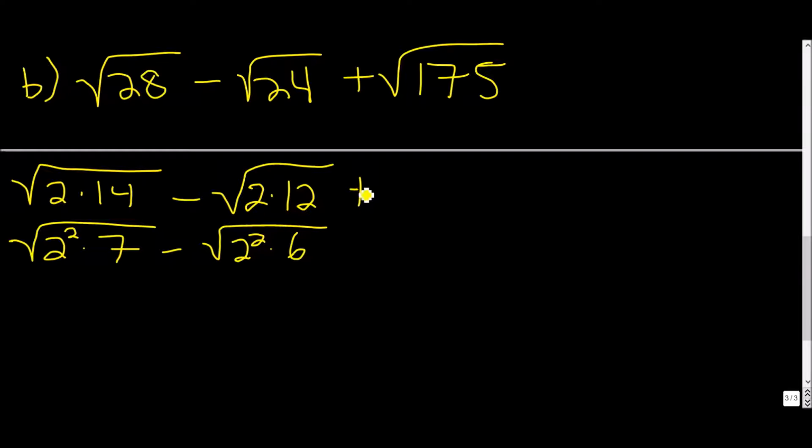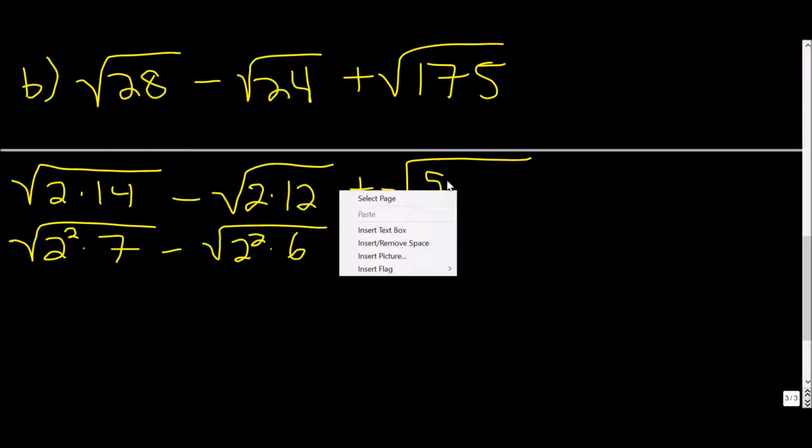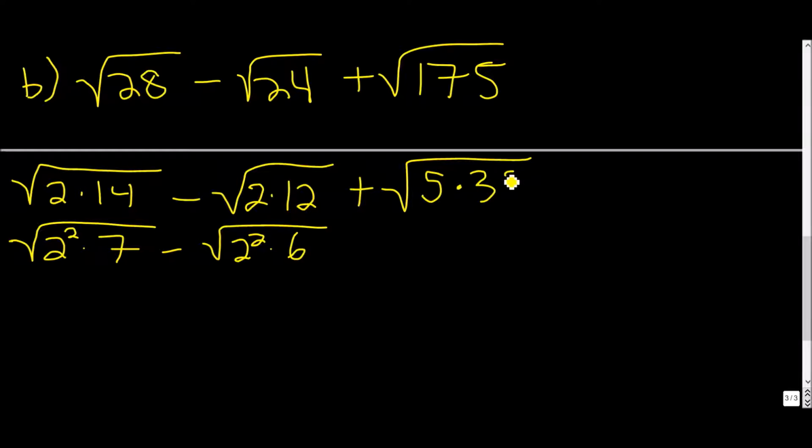And so 175. 2 does not go into 175. 3 doesn't either. 4 doesn't either. 5 does, clearly. If I take 5 out, 5 times what makes that? This would be 35. And well, there's another 5 in there. This is the same thing as 5 squared times 7, because 35 is made up of a 5 and a 7. Now I want to finally write my full answer out.